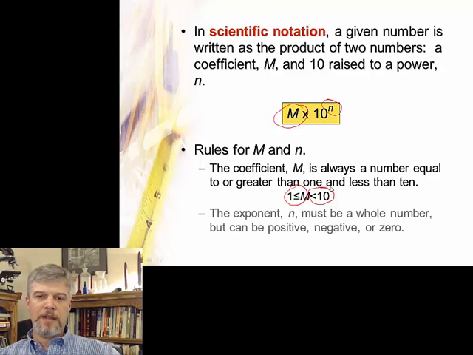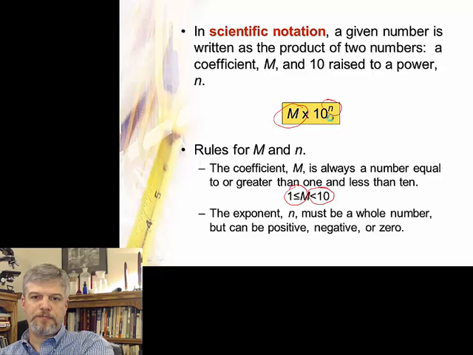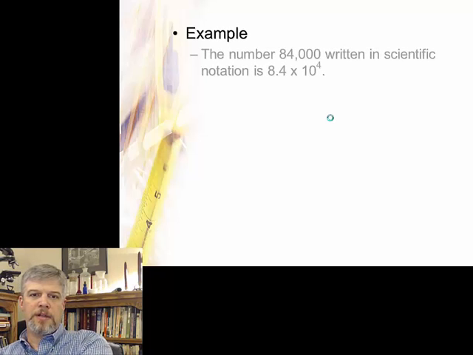Now the rules for n, as the exponent, is that these numbers have to be whole numbers. Now math doesn't demand that of us. Math can have fractional exponents and different kinds of exponents than we have in scientific notation. But in this class, n has to be a whole number. But that does not mean it can't be 0 or it can't be negative. So it could be positive, it could be negative, and it could be 0. Okay? Now, let's take a look at an example.